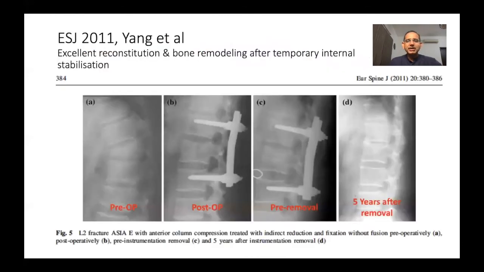Another article by Yang et al. actually demonstrated excellent reconstitution and bone remodeling after temporary internal stabilization. They went ahead and removed all their implants and have shown excellent maintenance of their operated patients without any loss of kyphosis in these patients.